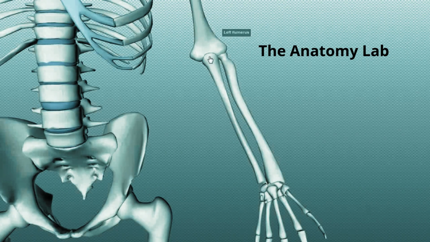So the elbow joint is a hinge synovial joint, so you only get flexion and extension at this joint.